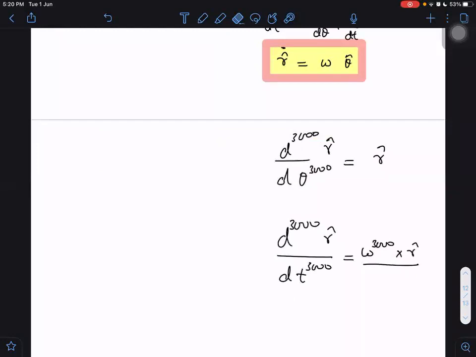What are you saying? Say it. I'm not able to hear anything. Minus omega power 3000 will not come, sir. Minus will not come in this case because here we have turned how many number of times?